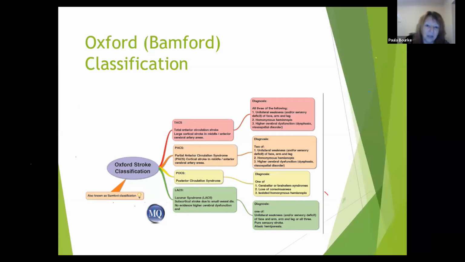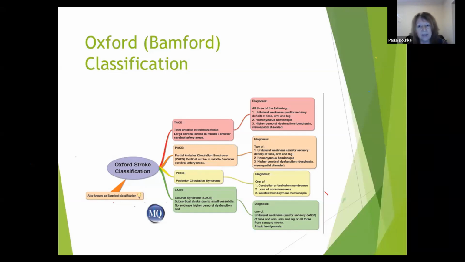So total anterior circulation stroke. Stroke means it could be an infarct or it could be a hemorrhage. Okay, doesn't matter which, because they have the same results on the body. It's a partial anterior stroke, which could again be infarct or hemorrhage. You've got a posterior circulation stroke, and you've got a lacunar syndrome. So it depends on what you've got, and there's three things you're looking for.